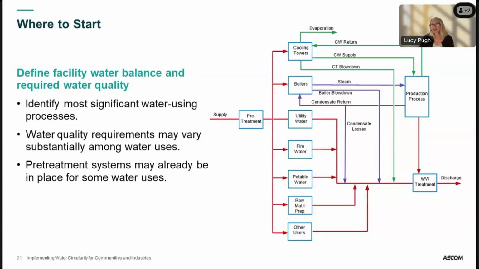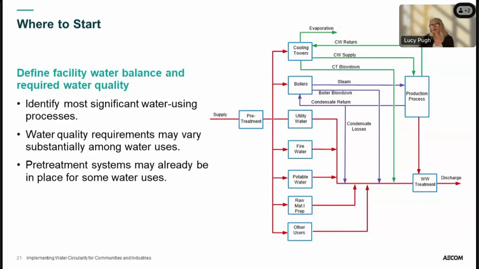A good place to start when looking at water reuse for an industry is the facility's water balance. Most industries already have a facility water balance. It's a good idea to update that water balance and then have a look at where the major water uses are. The water uses that require the most water and the lowest quality water might be good options for reuse.